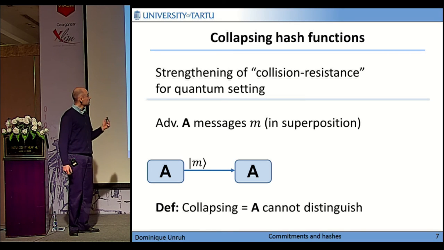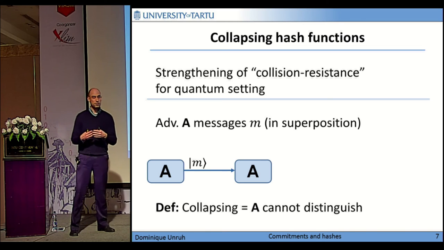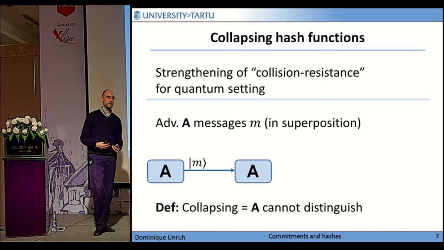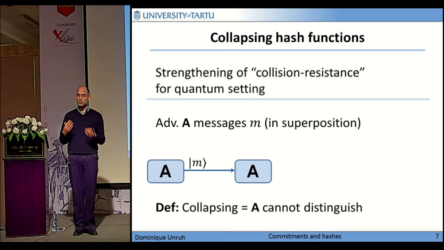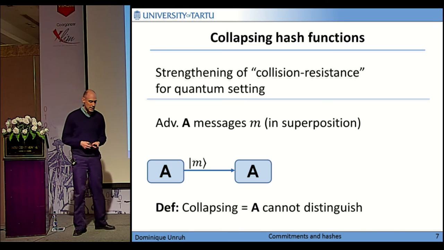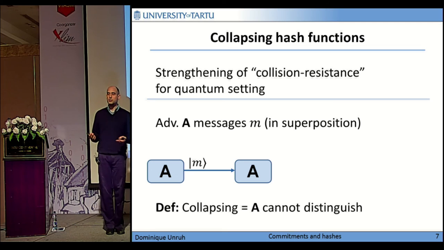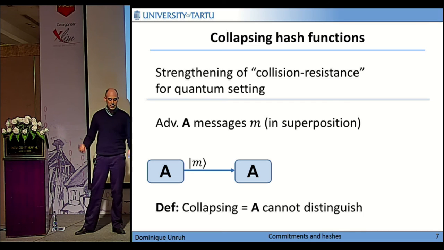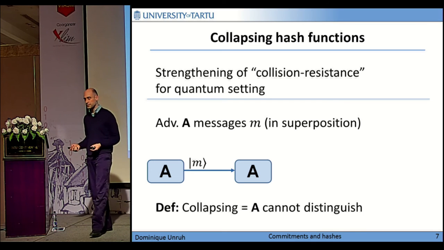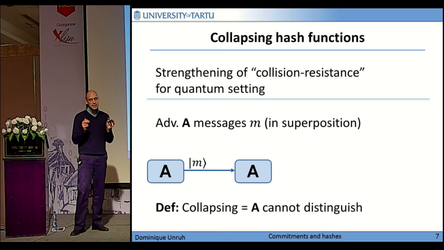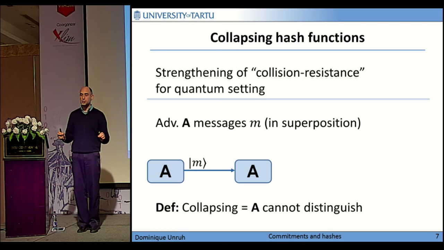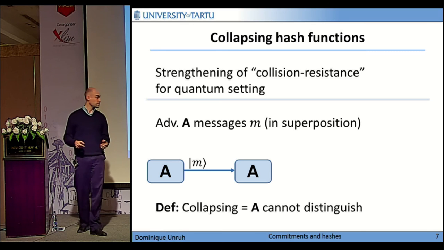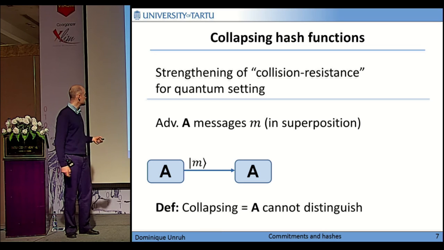So consider a hash function, and now we want to generalize the idea of being collision resistant to the quantum setting. In the classical setting, collision resistant means we cannot find two values that have the same hash at the same time. In the quantum setting, as we have seen, this is not enough. Instead, we will ask for something which, at least on the vague intuitive level, means we cannot find a superposition of two values that have the same hash. And this is formalized as follows.